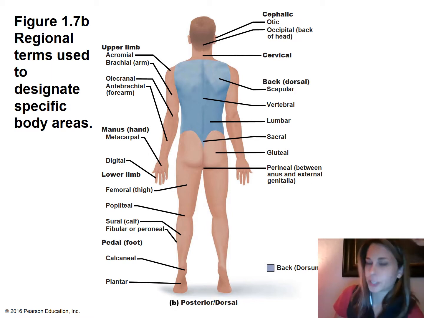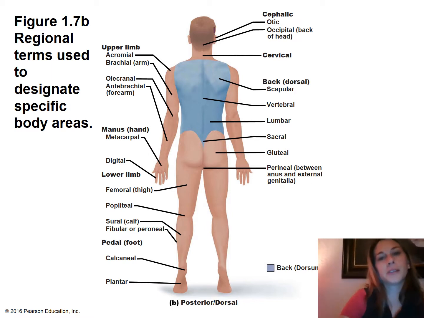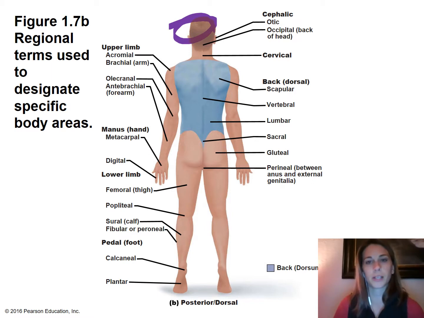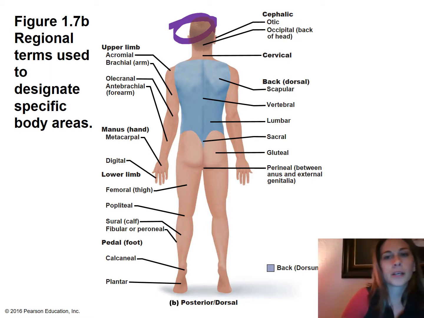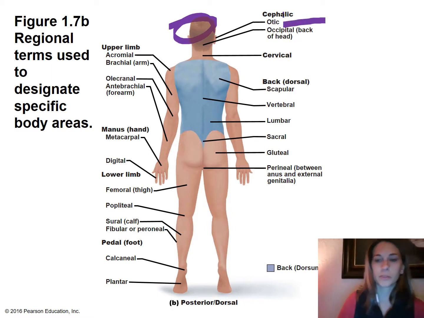Okay, the posterior. Let's do the posterior. So we still have cephalic, where we keep our brains. But now we're going to look at something else. An otoscope, some of you have had ear infections or have kids that have ear infections a lot. They're going to be looking in the ear, right? So that's otic. That's what that refers to.